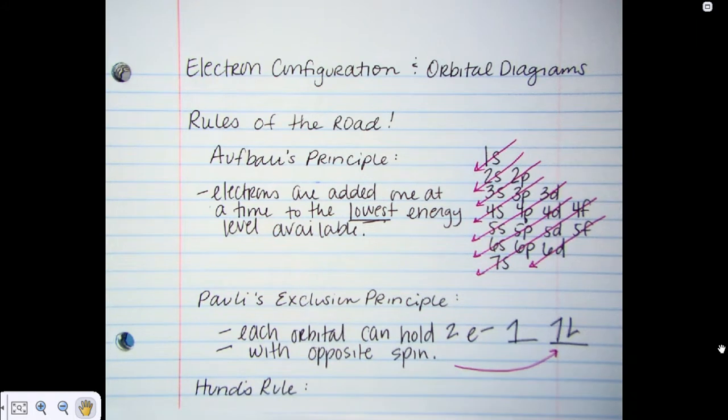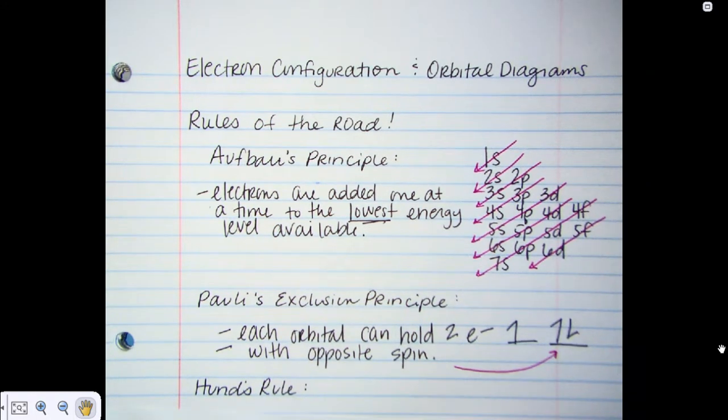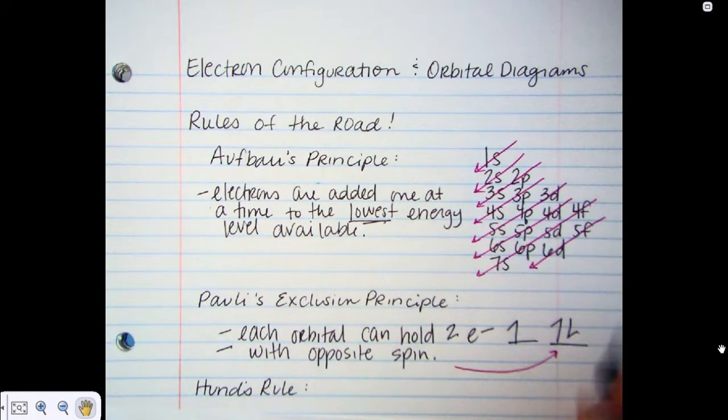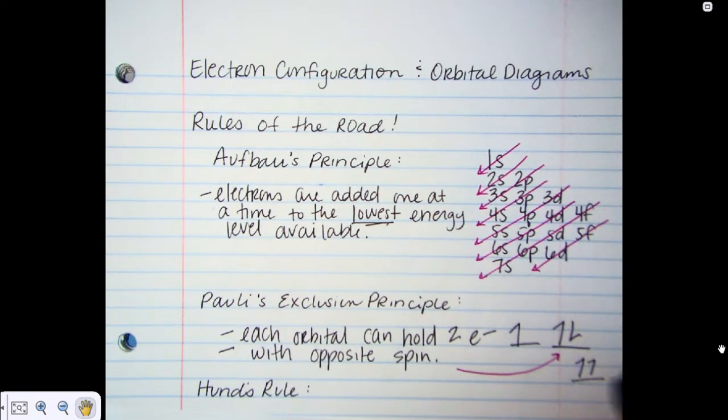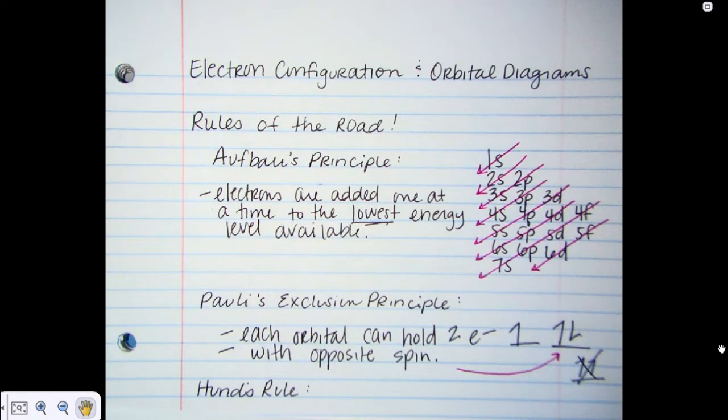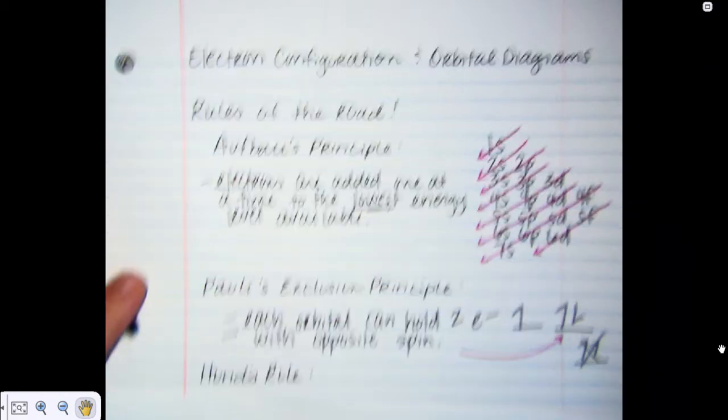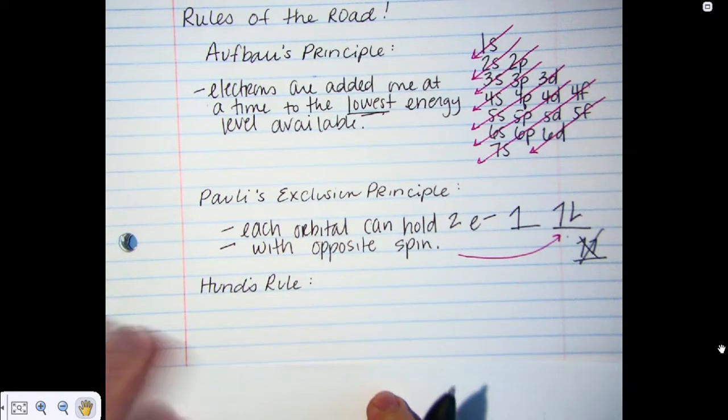What I cannot do is have this. Up, up, that's wrong. Okay, down, down is likewise wrong. So if you're going to have 2 electrons in a single orbital, they have to be opposite spin. All right. And then the last rule of the road is Hund's Rule.